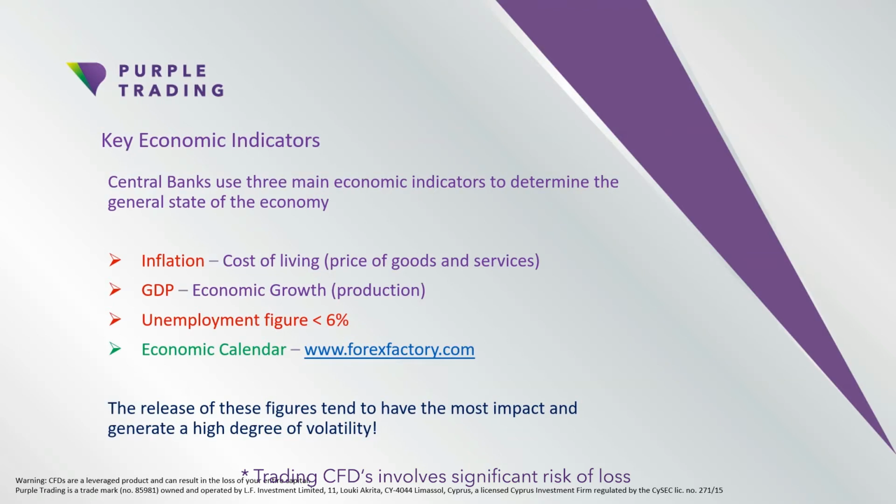So just looking at key economic indicators and looking at central banks, they tend to use three main economic indicators to determine the general state of the economy. Okay, so they keep their eye out on these three particular indicators to make sure everything's running smoothly. One of them is inflation. This is basically the cost of living, the value of price and goods and services.